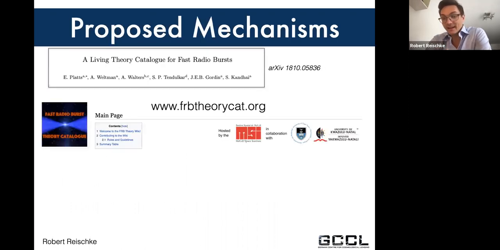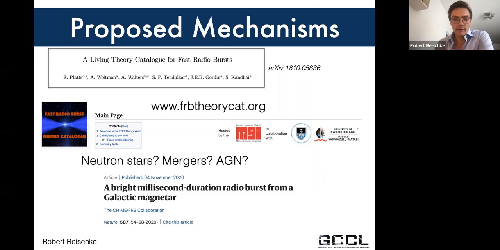And on debating the mechanism, there's an interesting webpage and an accompanying paper that lists all the possible mechanisms. If you go to FRBtheorycat.org, you will see a list of all mechanisms and whether they have been ruled out or are still in the game. I think that's quite handy in the fast radio burst community. Very many things have been proposed, for example neutron stars, mergers or AGN. There is a long list, but at the end of last year, there was a paper from the CHIME collaboration, which observed a bright millisecond duration radio burst from a galactic magnetar. So at the moment, everything seems to be turning a bit in the direction of magnetars, but the situation is still debated.